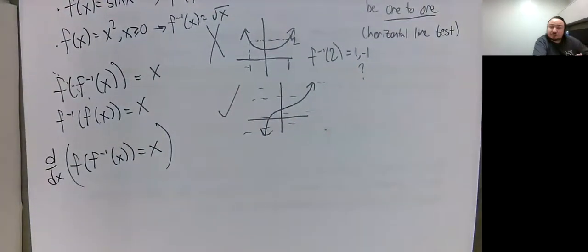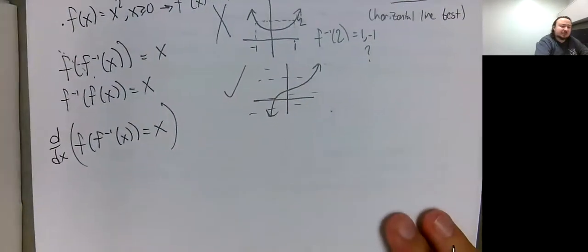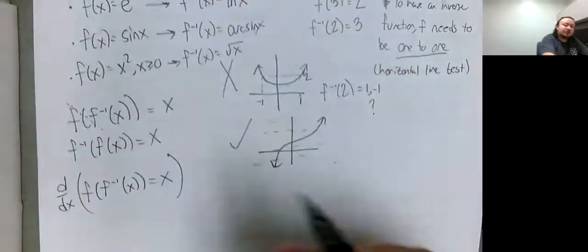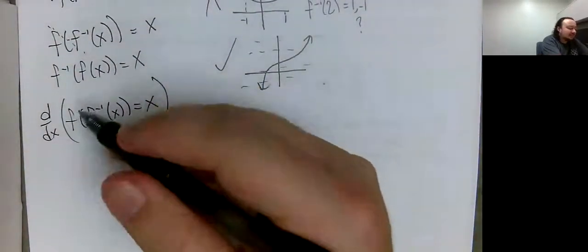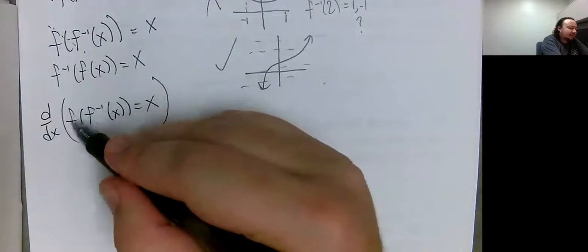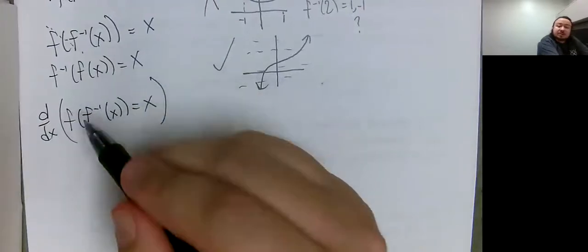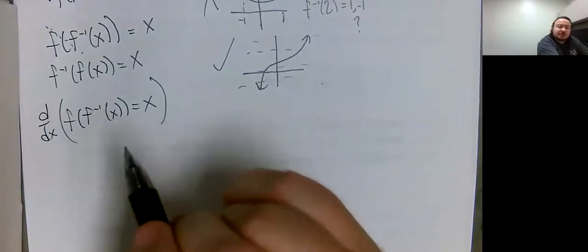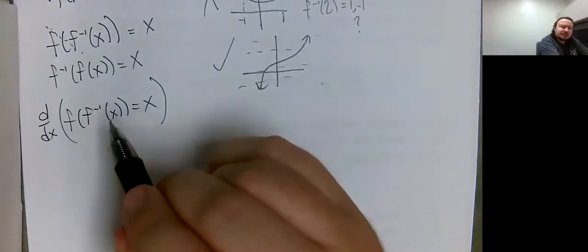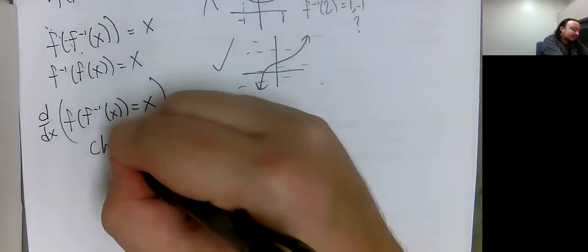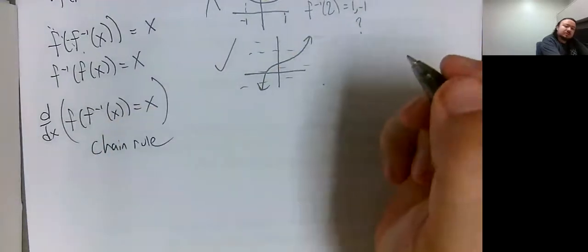And I'm going to assume that the derivative of my inverse will exist, and that the derivative of my regular function exists as well. So I'm going to take the derivative of this side. Now I have one function plugged into another. So we now know how to deal with that since the last lesson. This is where we use the chain rule.